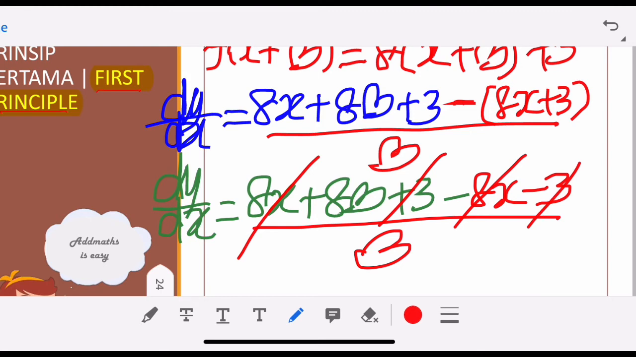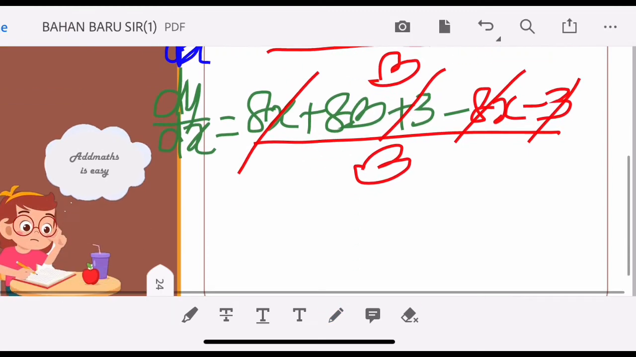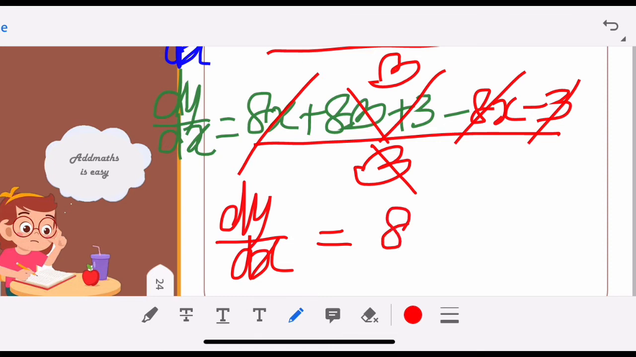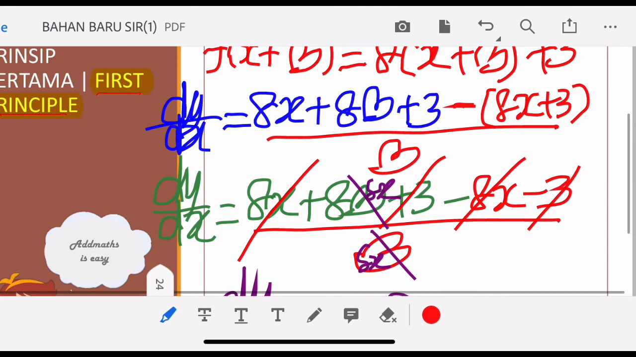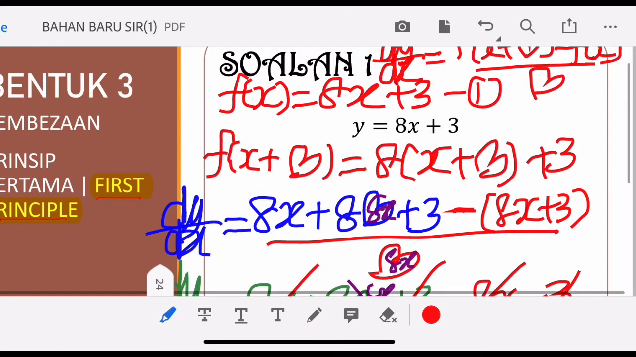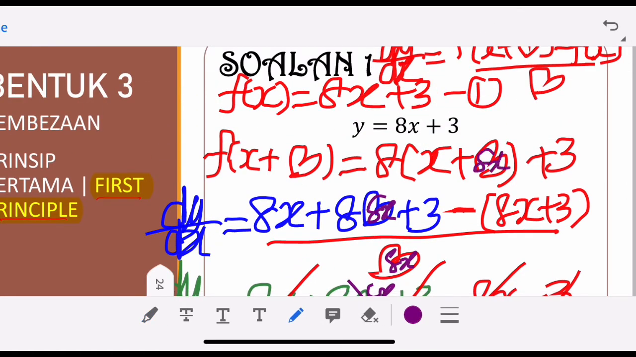Now you can cancel out the 8x and minus 8x, plus 3 minus 3, right? So finally, you got 8 lobshape over lobshape. Okay, so you are having 8. Now I just want to tell you the lobshape is actually small changes in x. So we always write delta x. Alright, that is a concept that you need to know. It's a small change of the x. So I replace the lobshape with delta x.